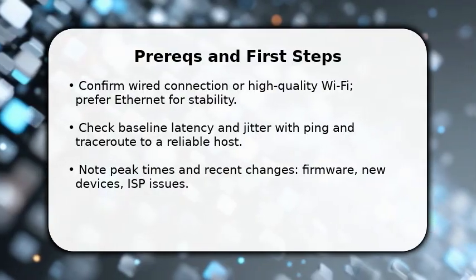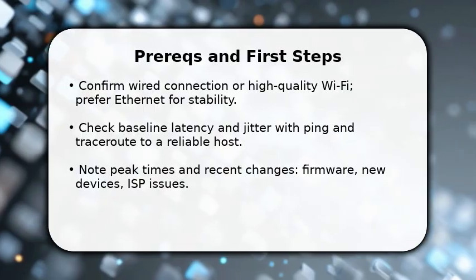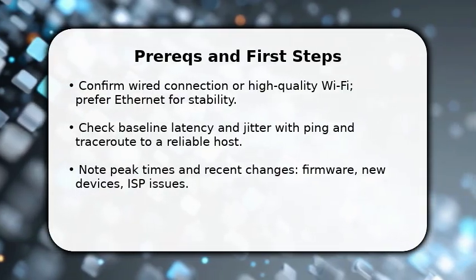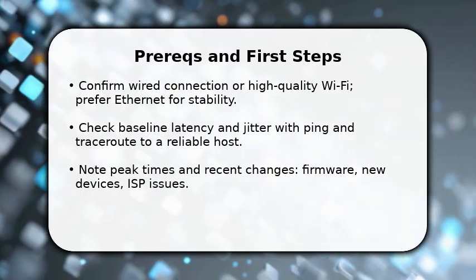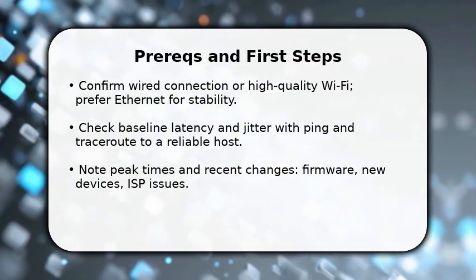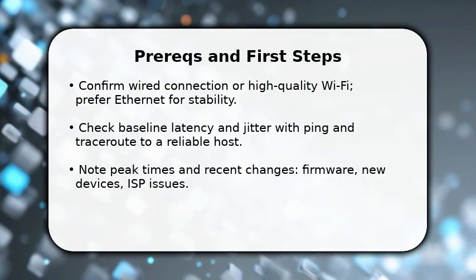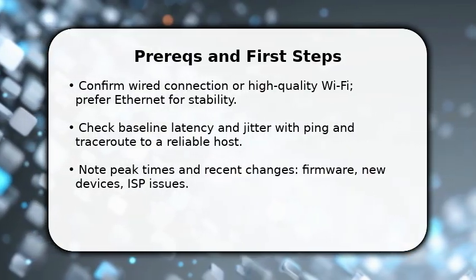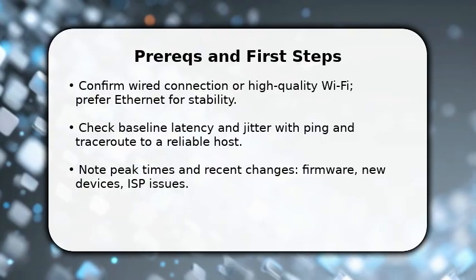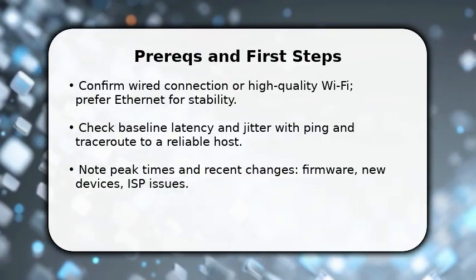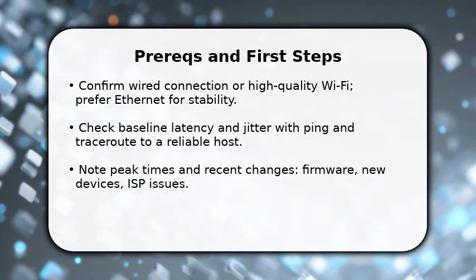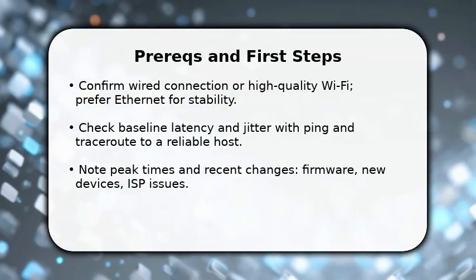You start by ensuring essentials are ready. Use Ethernet when possible and update modem/router firmware. Run a series of pings and a trace route to a stable server to measure average latency and jitter. Record those results for comparison. If jitter spikes only at certain hours, make a note of them because that indicates congestion rather than hardware failure.